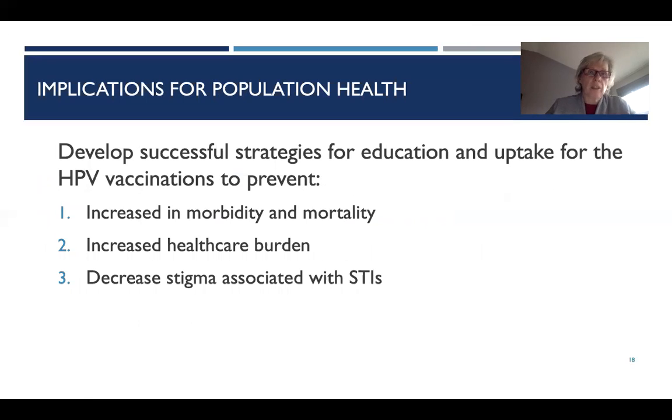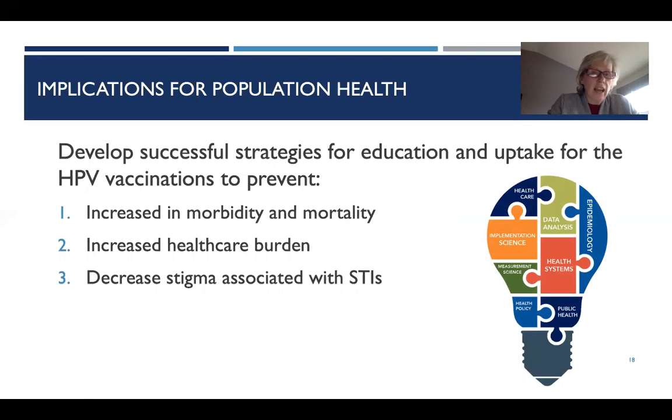So when we think of the implications for population health, we need to develop successful strategies for education and uptake for HPV vaccinations. We really have the opportunity to prevent increased morbidity and mortality associated with these high-risk HPV cancers in both men and women and across all age groups if we can really increase the uptake for at least one, if not the full series of the vaccination. We can really prevent the increased healthcare burden used in treating even the low-risk HPV cancers, where we're doing a lot of intervention in young women, but the cost of treating cancer from high-risk strains of HPV can really decrease the healthcare burden if we can impact that.